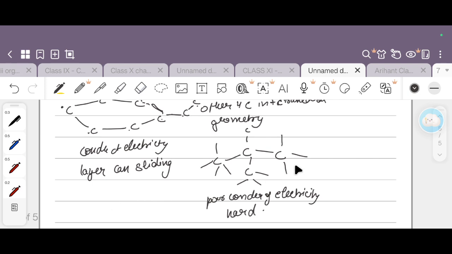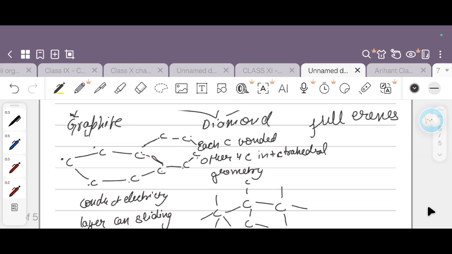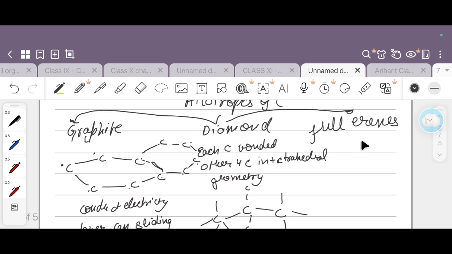And the third allotrope is Buckminster fullerene. That is another class of carbon allotropes consisting of C60, 60 carbon atoms, which are arranged in a football shape.